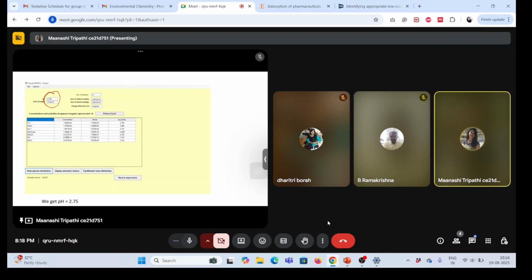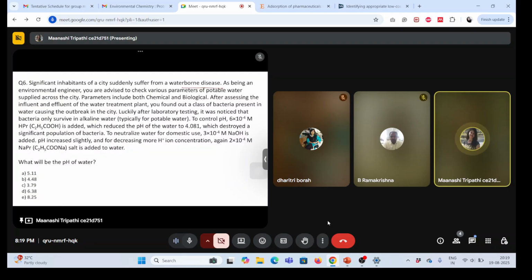Coming to next question. Significant inhabitants of cities suddenly suffer from waterborne disease. As an environmental engineer, you are advised to check various parameters of potable water supplied across the city. Parameters include both chemical and biological. After assessing the effluent of the water treatment plant, you found out a class of bacteria present in water causing the outbreak in the city.